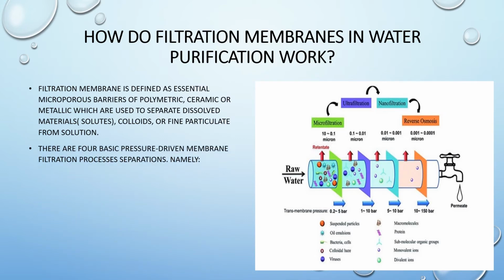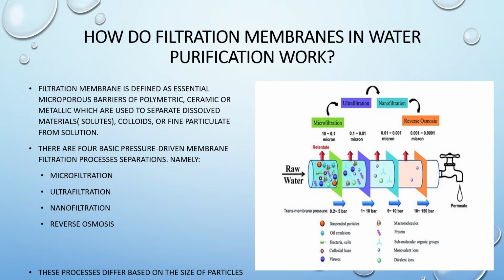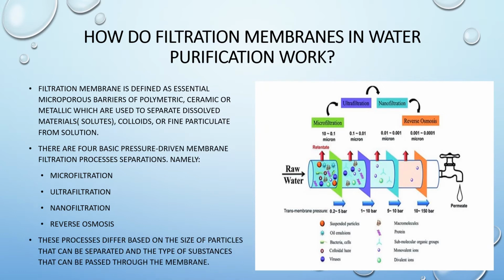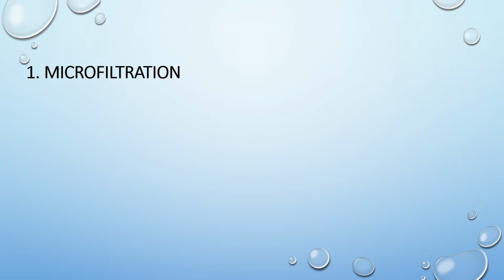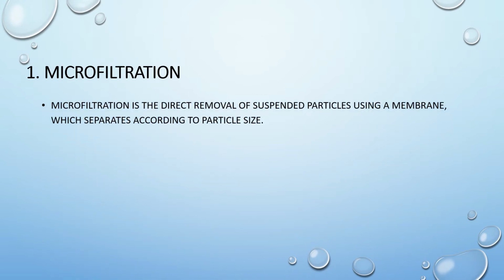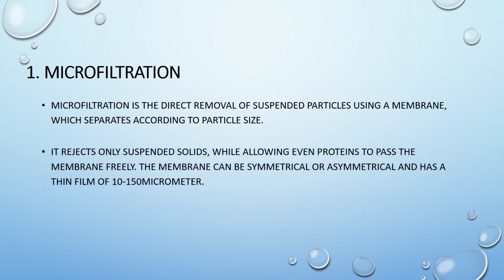There are 4 basic pressure-driven membrane filtration separation processes, namely microfiltration, ultrafiltration, nanofiltration, and also reverse osmosis. These processes differ based on the size of particles that can be separated and the type of substances that can be passed through the membrane. The first filtration membrane is microfiltration. Microfiltration is the direct removal of suspended particles using a membrane which separates according to particle size.